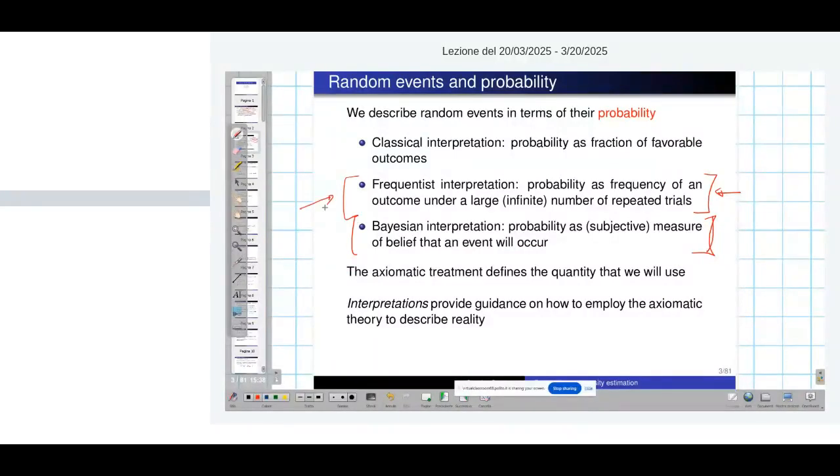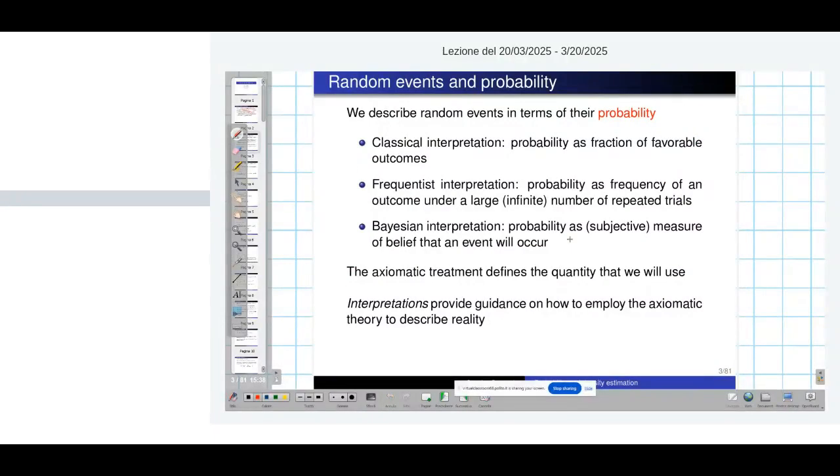So for the moment, we'll focus on the frequencies because it's easier, but know that there are some issues with the frequencies that we will try to hide under the carpet as much as possible, but it will not always be possible, and we will say something about that. Okay, questions?